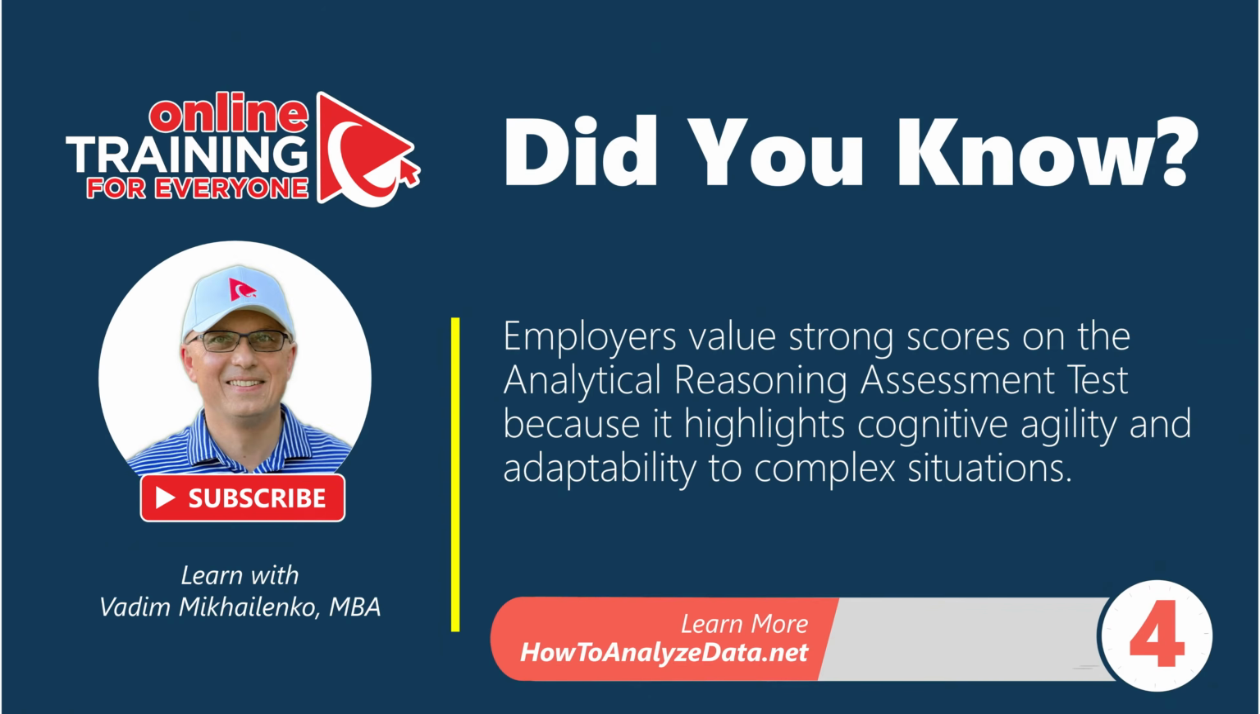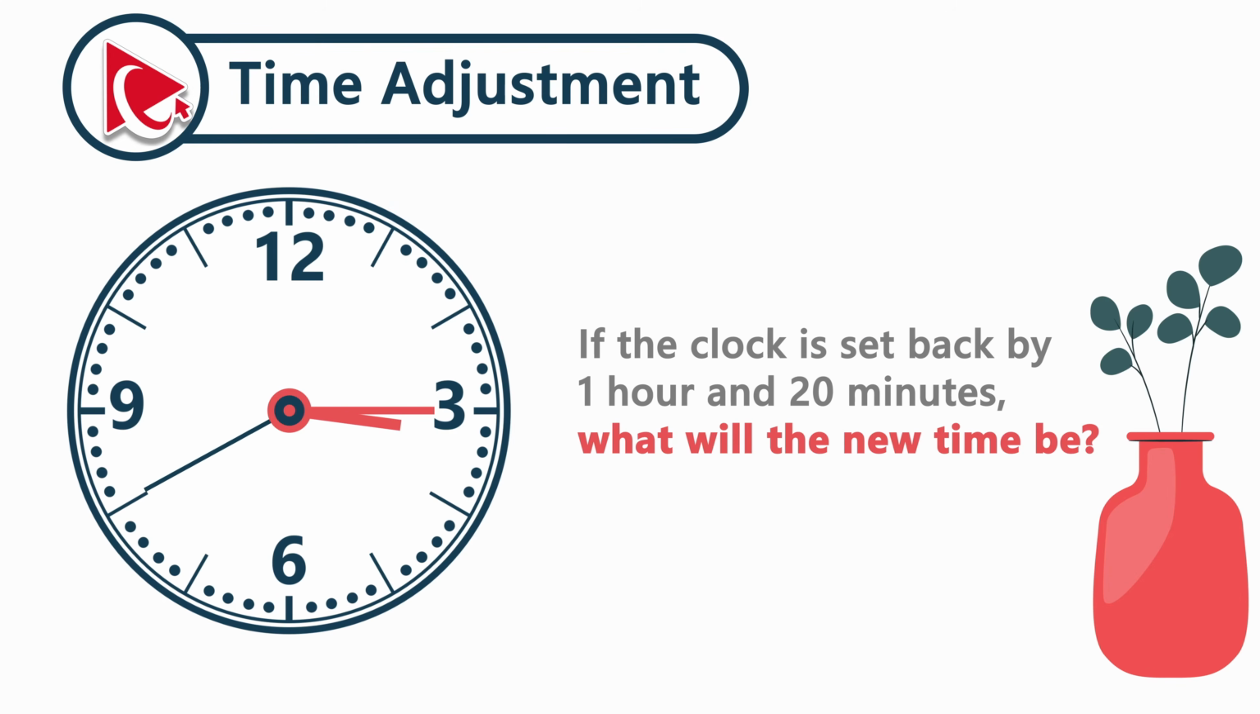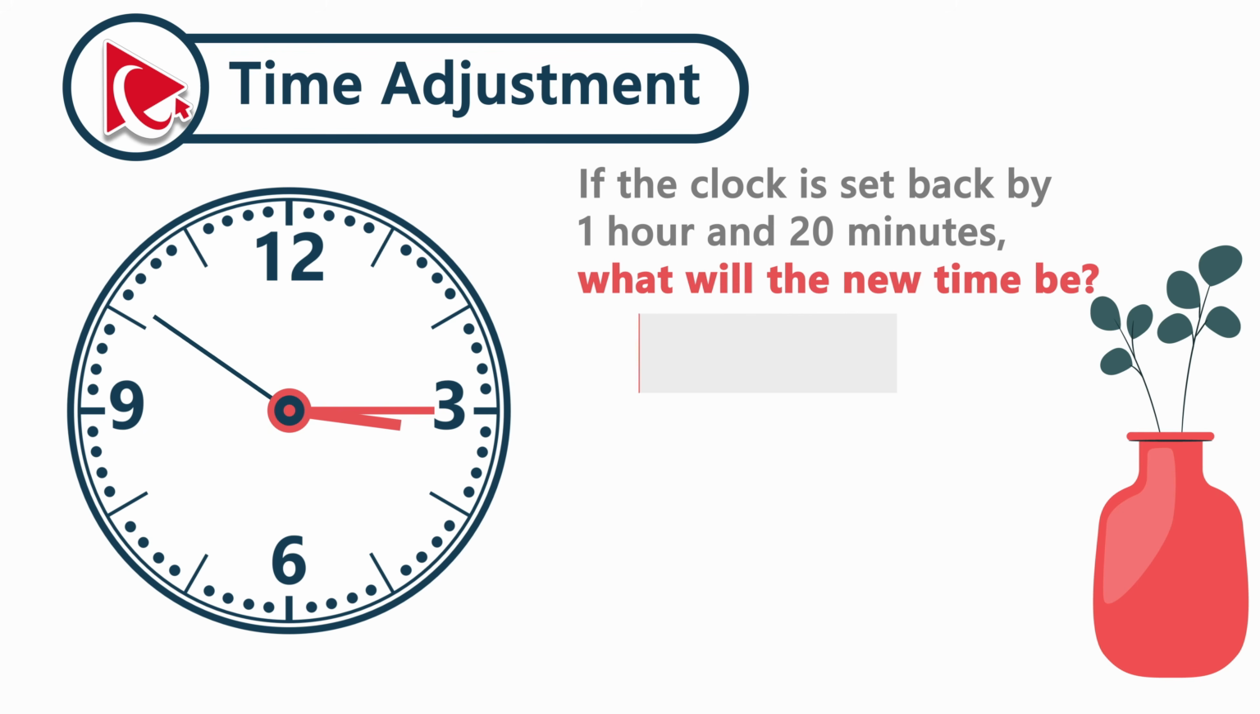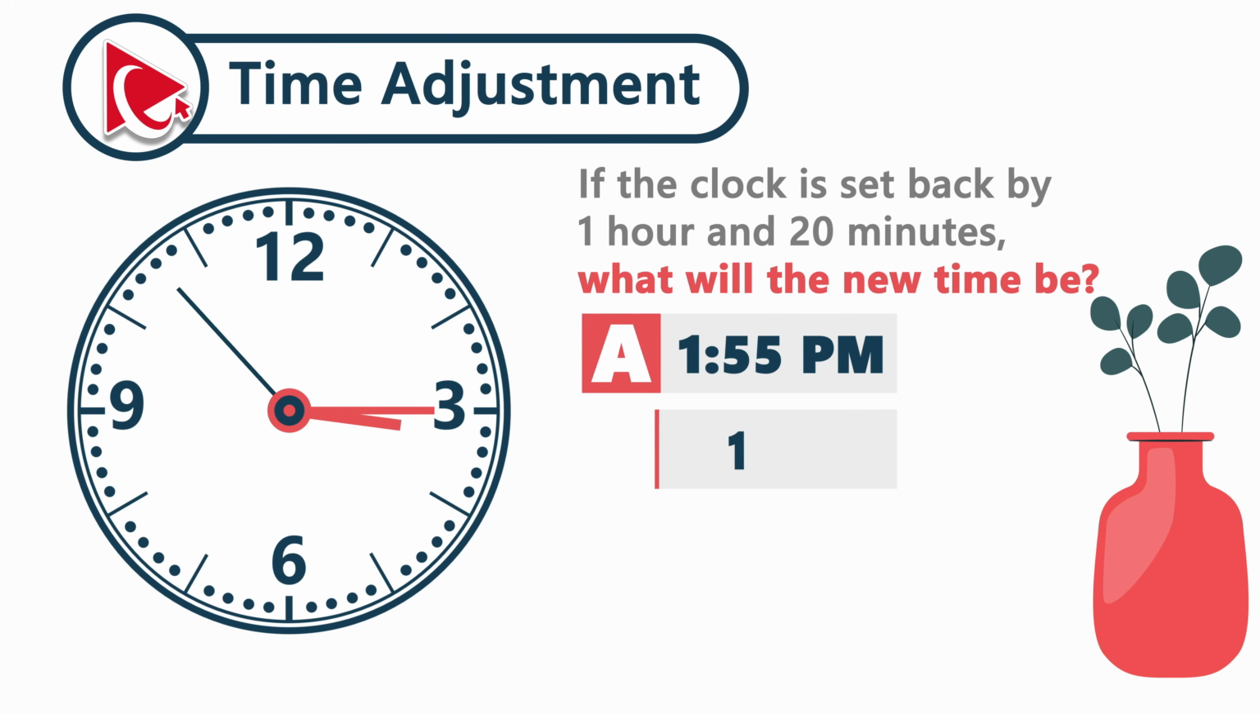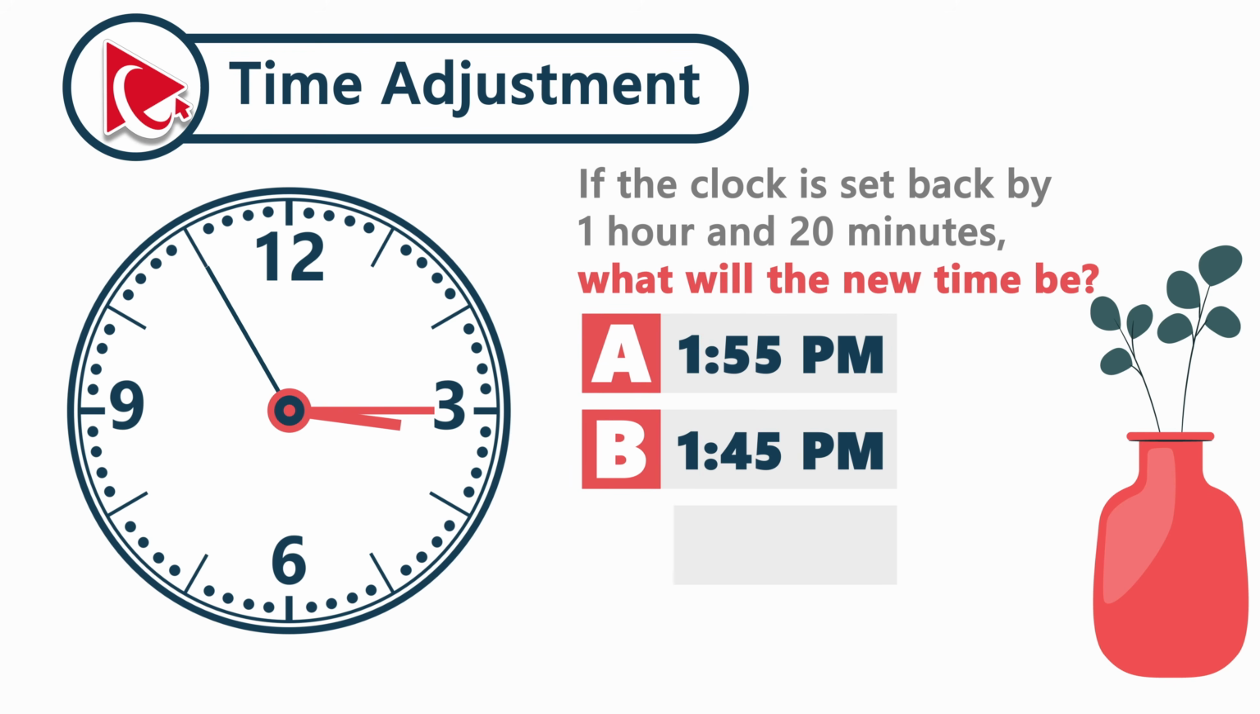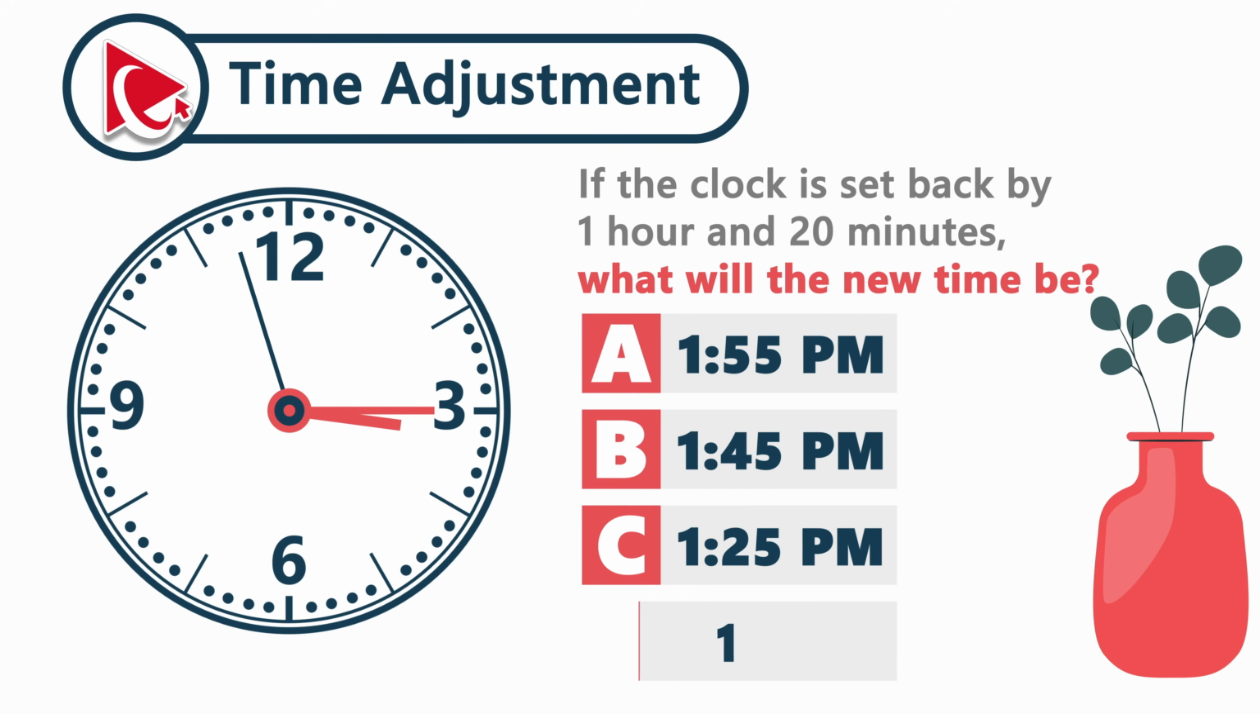In this question, you're presented with an analog clock, which shows the current time, and you need to do the calculations for the time adjustment to determine the new time. If the clock is set back by 1 hour and 20 minutes, what would be the new time? Your choices for the answers are choice A, 1:55 p.m., choice B, 1:45 p.m., choice C, 1:25 p.m., and choice D, 1:35 p.m. Are you ready?